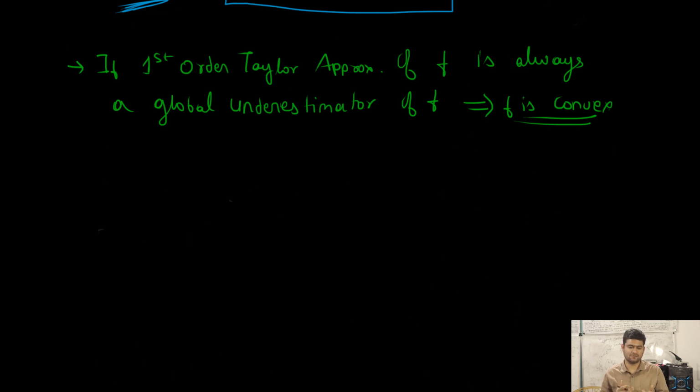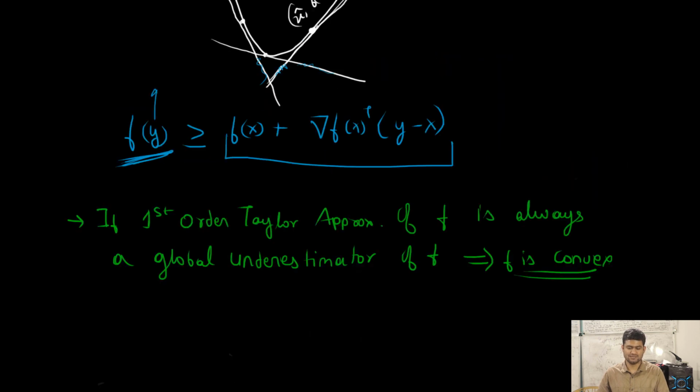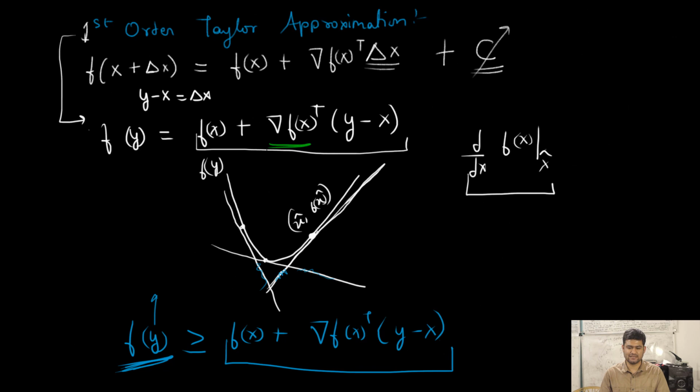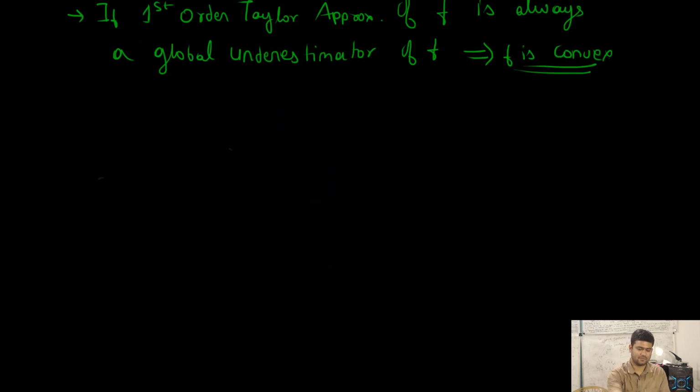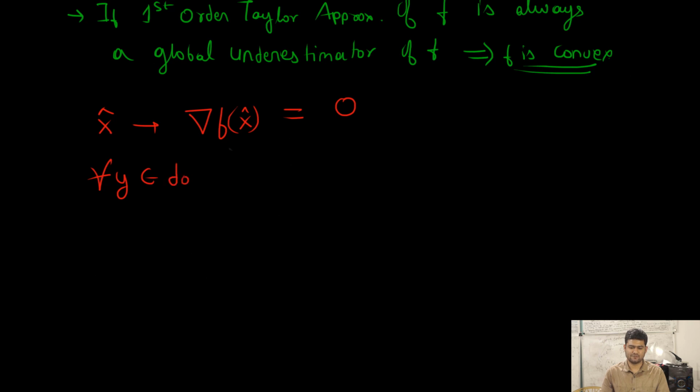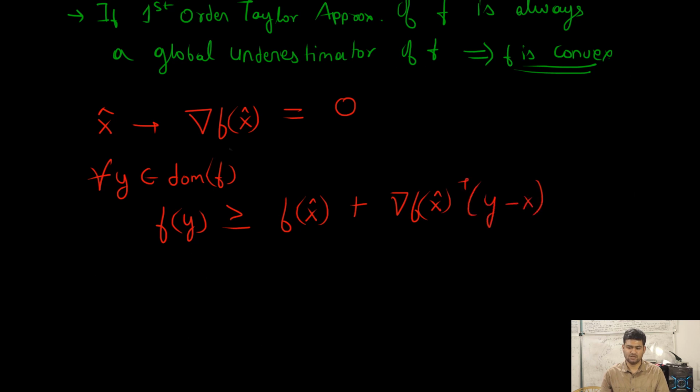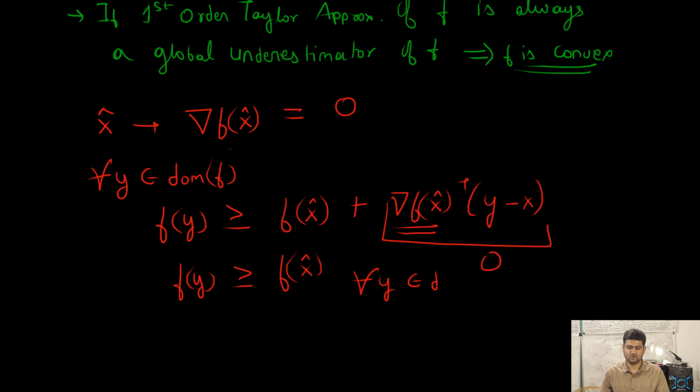And one of the remarkable properties that results from this condition is that if the gradient of f is 0 at any given point, so let's consider that there is a point x hat at which the gradient of the function f at x hat is equal to 0. That implies for all y in the domain of function f, f satisfies that f of y is greater than or equal to f of x hat plus the gradient of f of x hat transpose times y minus x. So if this is 0, then this entire term is 0. So this directly implies that f of y is greater than or equal to f of x hat for all y in the domain of the function.